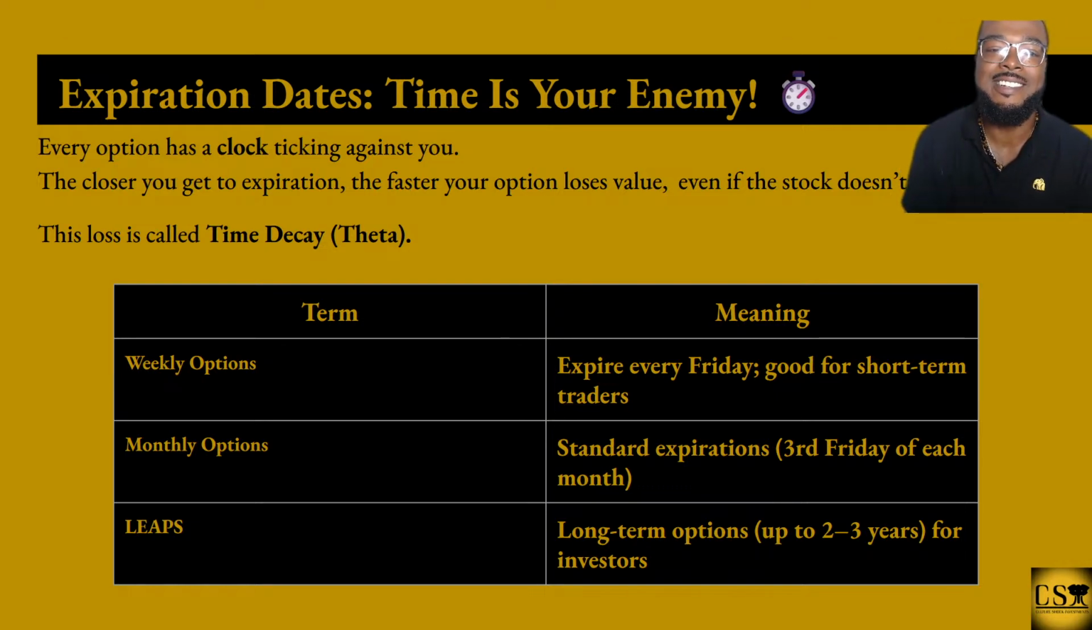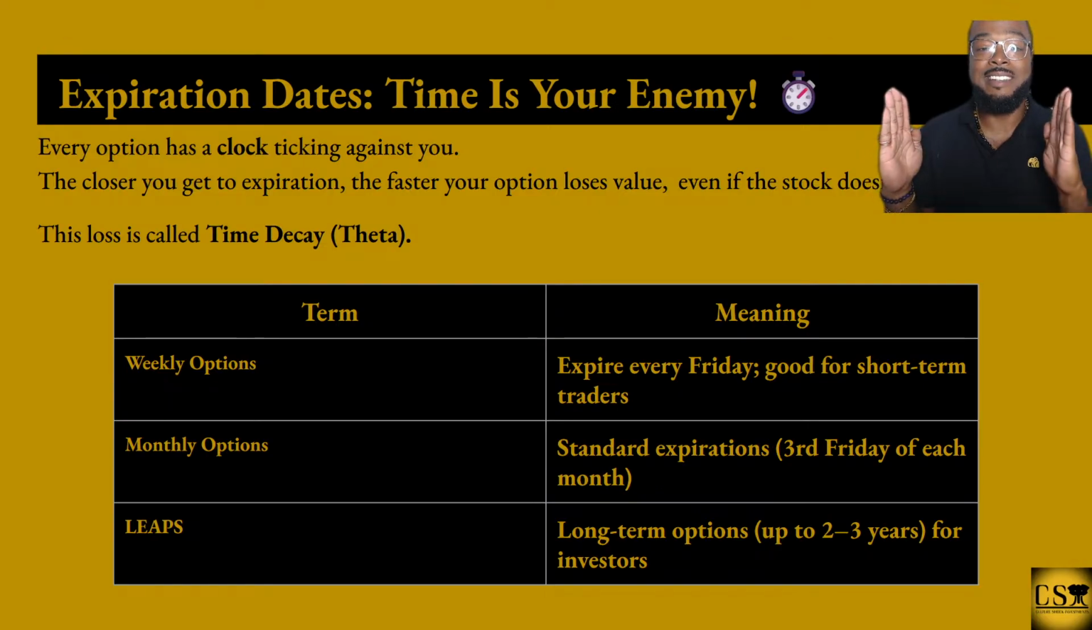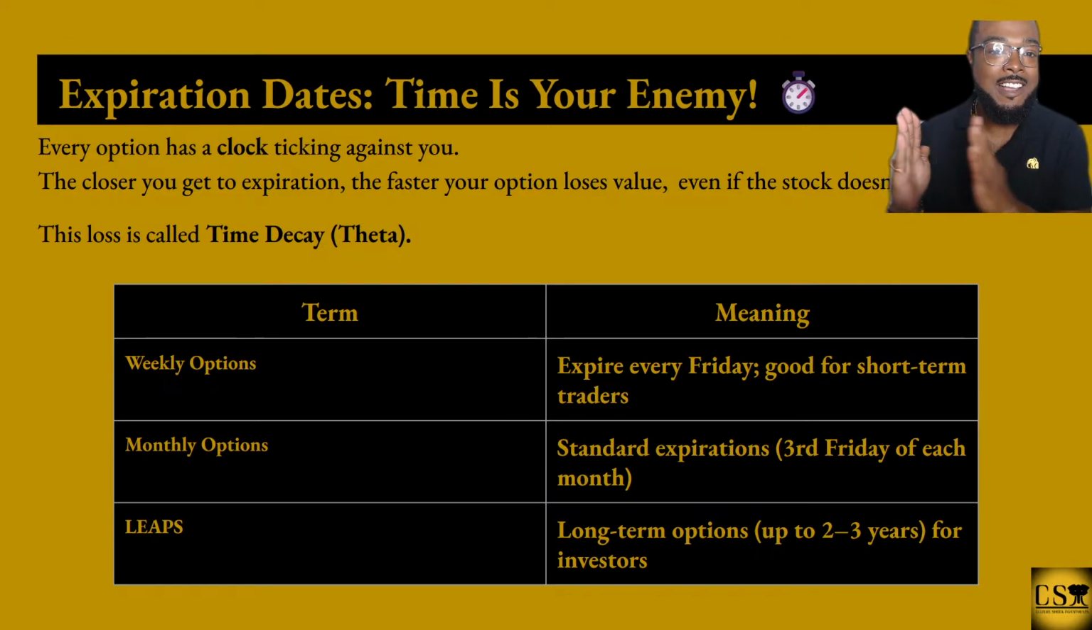Then you have LEAPS. LEAPS are considered 1 year or more, I would say. 1 to 2 years out option contracts, those are considered LEAPS. Those are almost as solid as actually buying the stock. But the closer you get to the expiration date, the more it starts to function like an option contract.